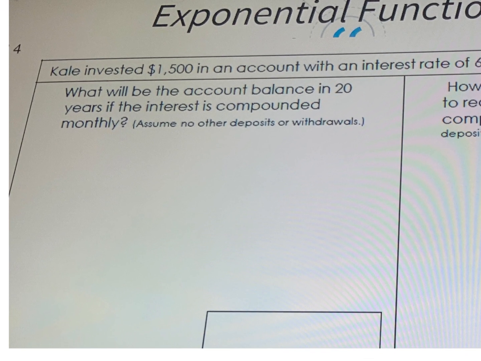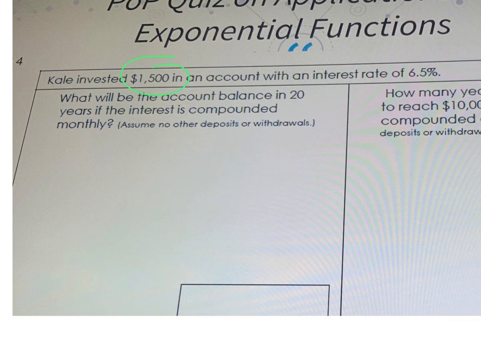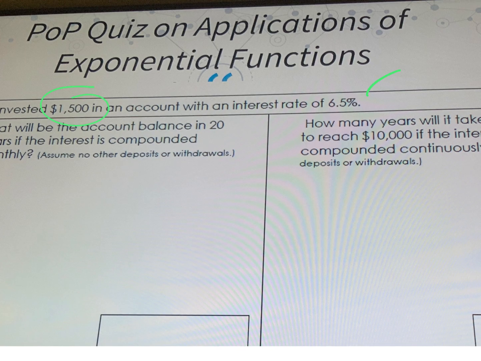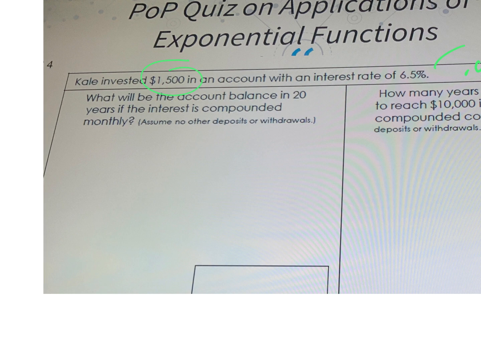We got an investment of $1,500. Let's do it with me, Chloe. You invested $1,500 in an account with an interest rate of 6.5%. What's the decimal of 6.5%? 0.065. Okay.